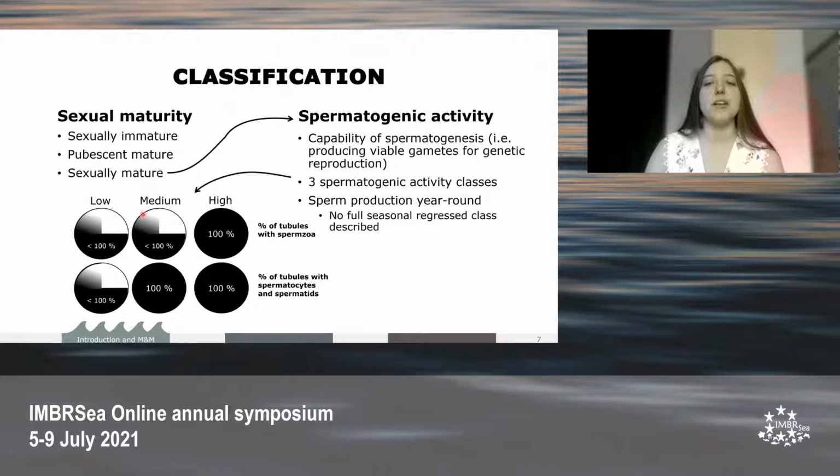We described 3 spermatogenetic activity classes: low, medium, and high. Low individuals had a portion of their testes inactive, so a portion of their tubules were not producing sperm. For the mediums, all of their tubules were in a stage of spermatogenesis, but not all had reached the final stage. And for the high actives, all tubules had spermatozoa and were producing sperm. You'll find in literature that there is often a fully seasonally regressed class described, but because our species doesn't have one, we didn't use a classification for fully inactives because there weren't any.